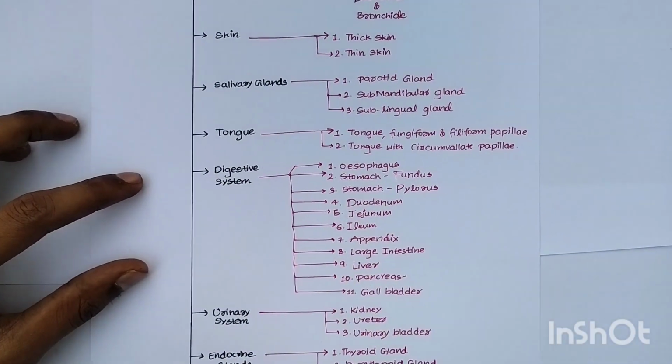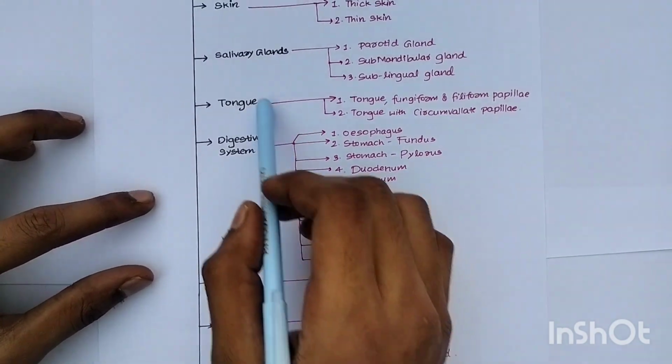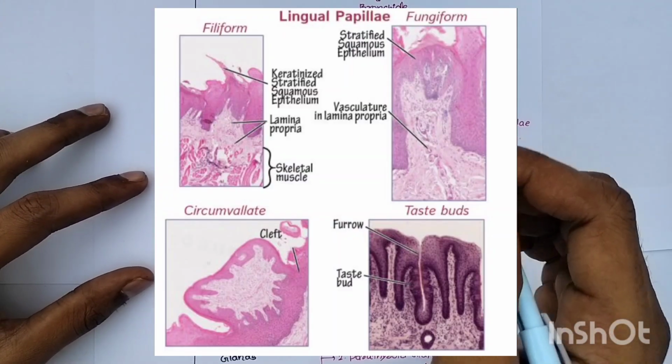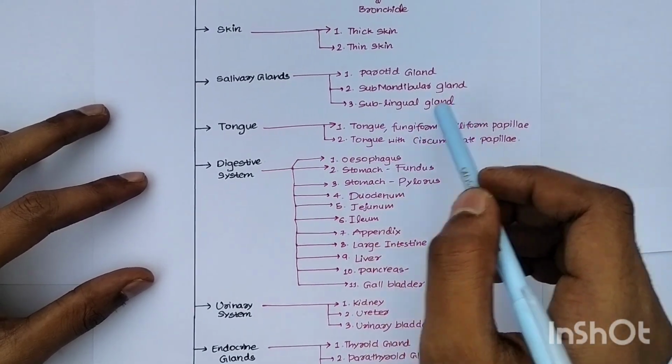And in the digestive system, if you see the tongue, what the papillae on the tongue are, and the microscopic structures, how the cells are arranged, you'll get to know.